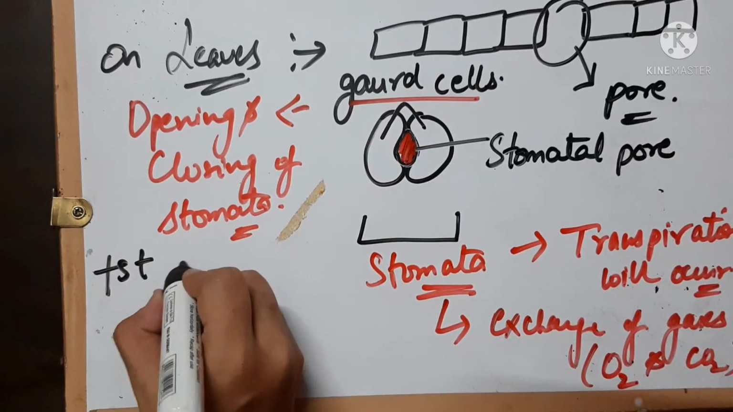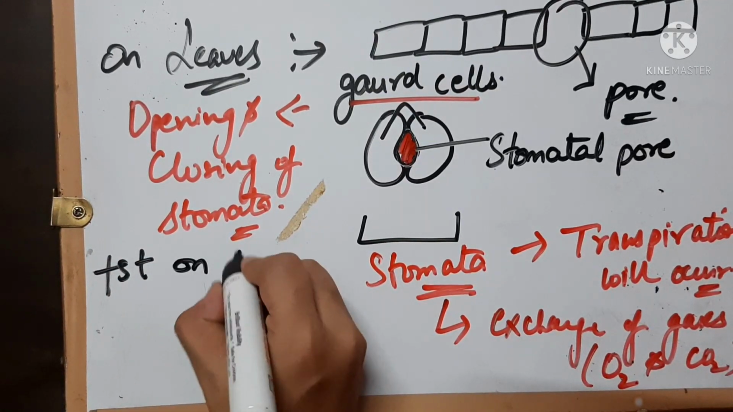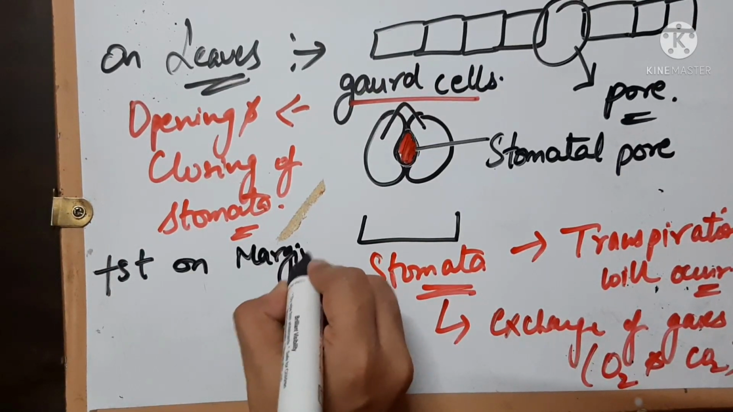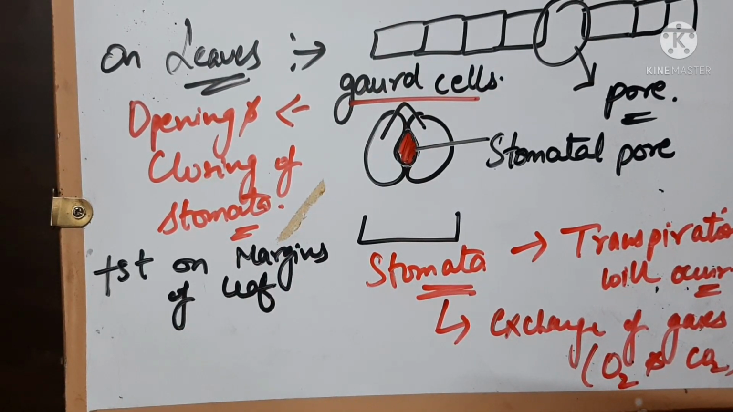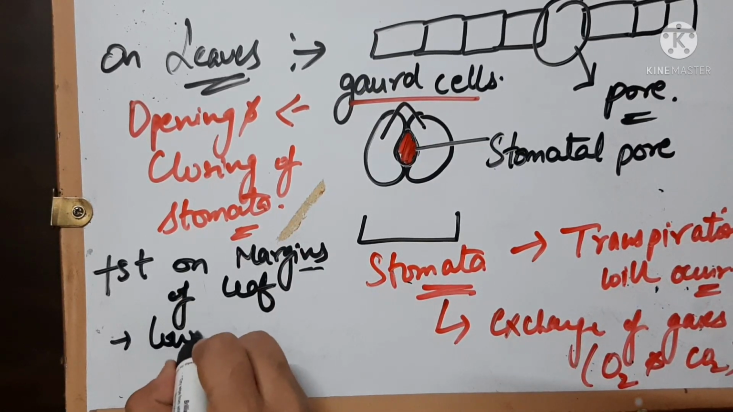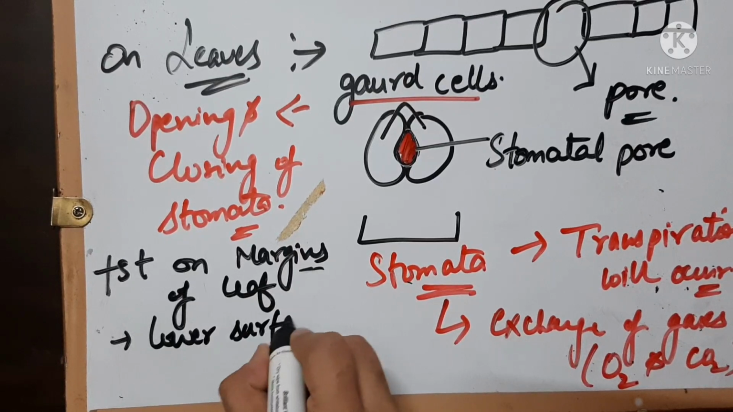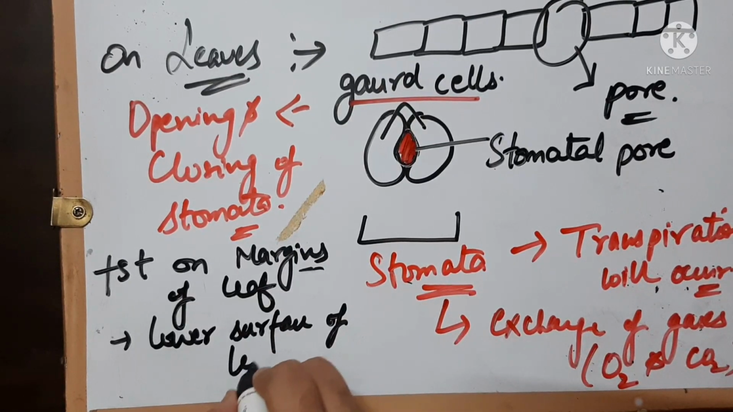It will be present majorly on the margins of leaf, not on the complete surface of leaf. Stomata will be present majorly on the margins of leaf and also in the lower surface of leaf. So here we have talked about the epidermis present on the leaves.